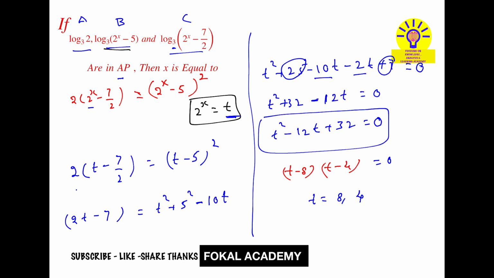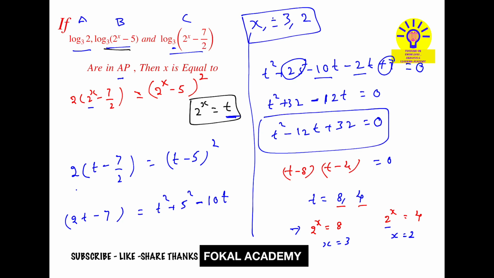But according to the problem we need the x value. Here t is nothing but 2^x. Substitute 2^x in the place of t. So in case 1, 2^x equals 8, and in case 2, 2^x equals 4. In case 1, when x equals 3, it becomes 8. In case 2, when x equals 2, it becomes 4. So the x values are 3, 2. These are the required x values for the given problem.